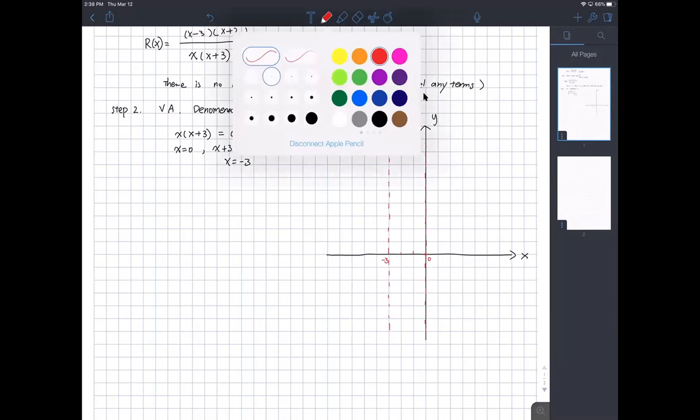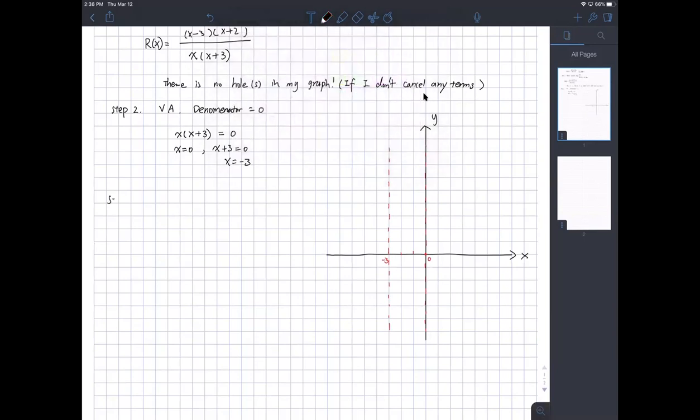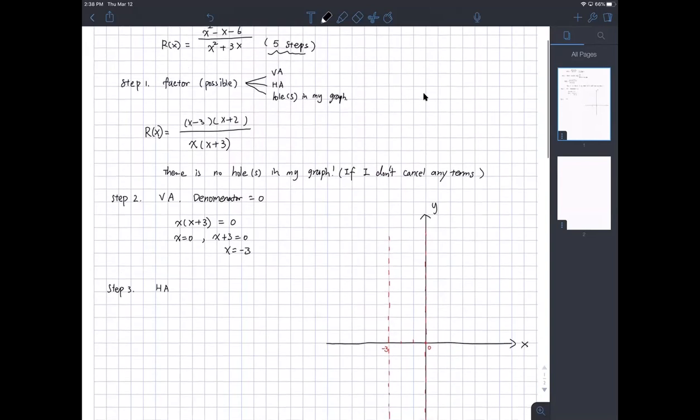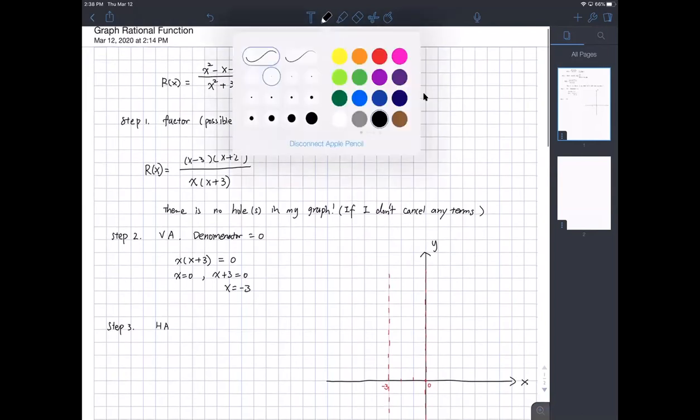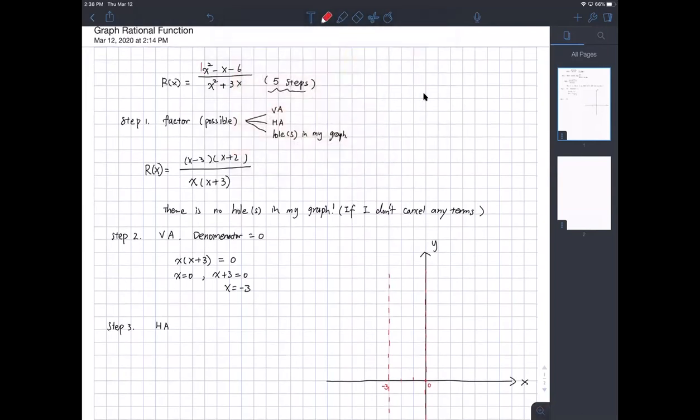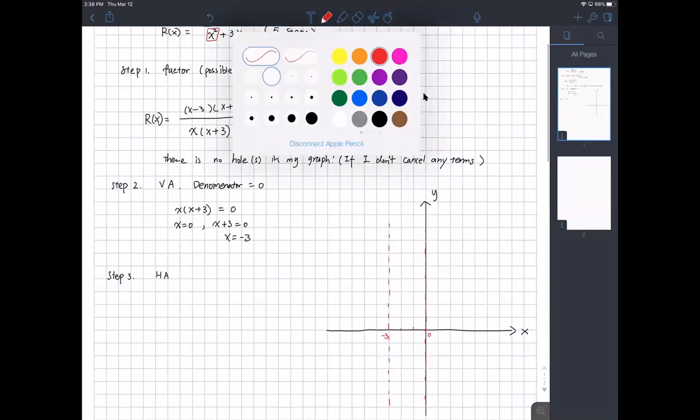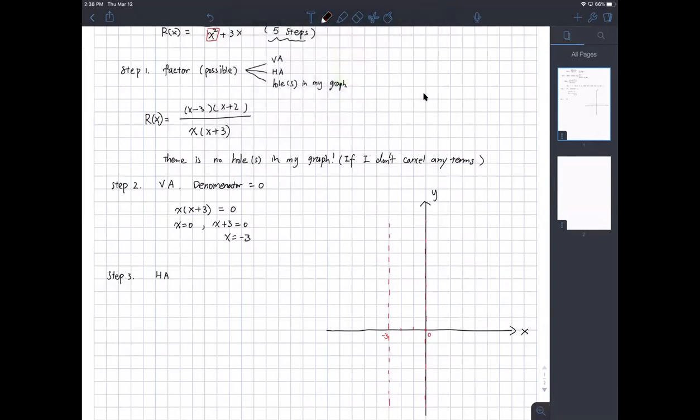Now back to our algebra here. I'm going to do step 3, which is to find the horizontal asymptote. I mentioned that in class already. For the horizontal asymptote, you're looking at your function, and you only look at the highest power for the top and the highest power for the bottom. So in this case, my horizontal asymptote is y equal to x squared over x squared, which is equal to 1.